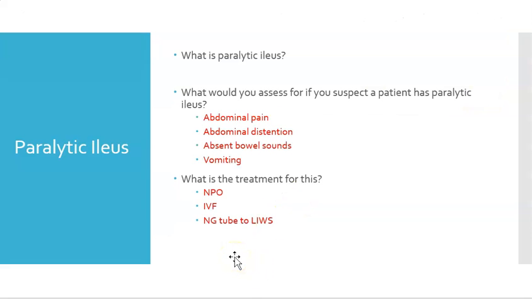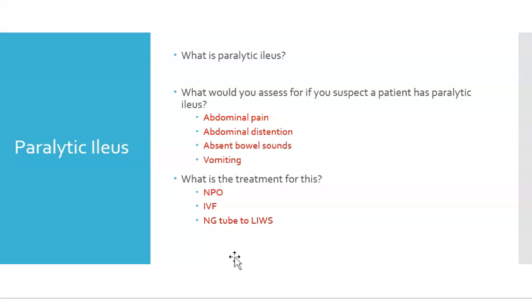Paralytic ileus. So think about what a paralytic ileus is, where it is located in the belly. So how are you going to be assessing for this? These patients are going to have abdominal pain. They're going to look pregnant. They're going to have distension. They would have absent or very little bowel sounds, and they could be vomiting.